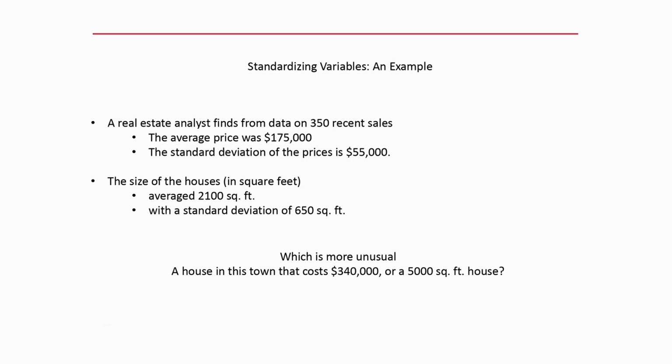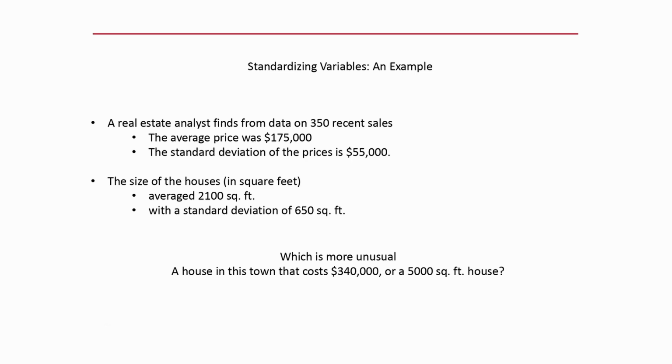I'll walk through one more short example using z-scores to show you how we can use them to compare data values with different units. So say that we're looking at houses, and we've got 350 recent sales. And between these houses, the average price was $175,000 with a standard deviation of $55,000. But we also know the size of the houses. On average, they were 2,100 square feet with a standard deviation of 650 square feet.